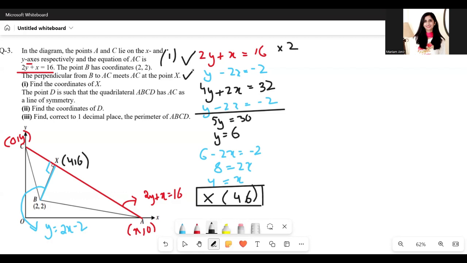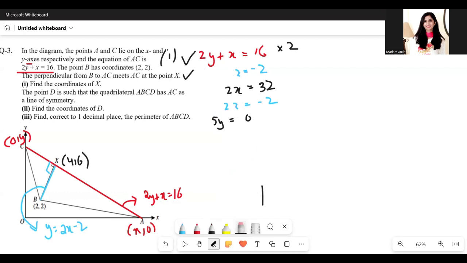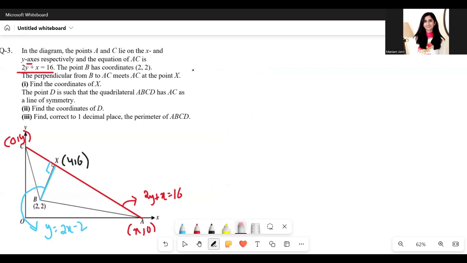The point D is such that quadrilateral ABCD has AC as line of symmetry. Let me clear this. Okay. I hope you remember line of symmetry from O levels. Let me just draw a random shape. Let's say this is a parabola. What will the line of symmetry look like?